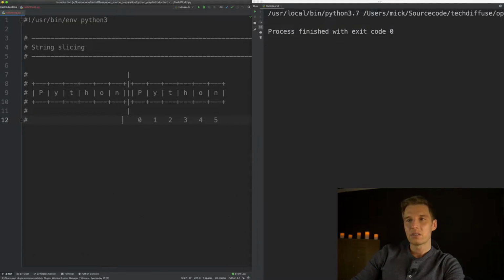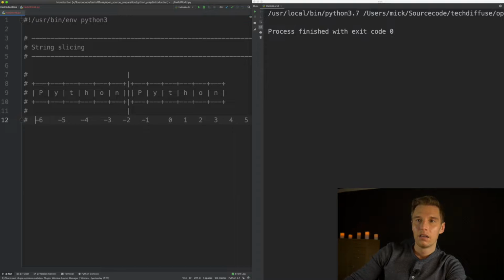Okay, and this also works backwards. So if we have the index -1, we get the last char in the word. -2, we get the previous, -3, 4, and so on. Okay, -6. So just align them.